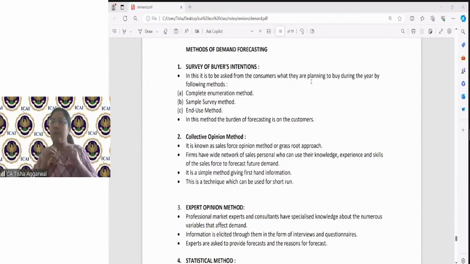So as a prudent producer, should I make that particular product or not? That will be important. Okay. So these are basic things about demand forecasting, wherein we use the survey, opinion method, etc.